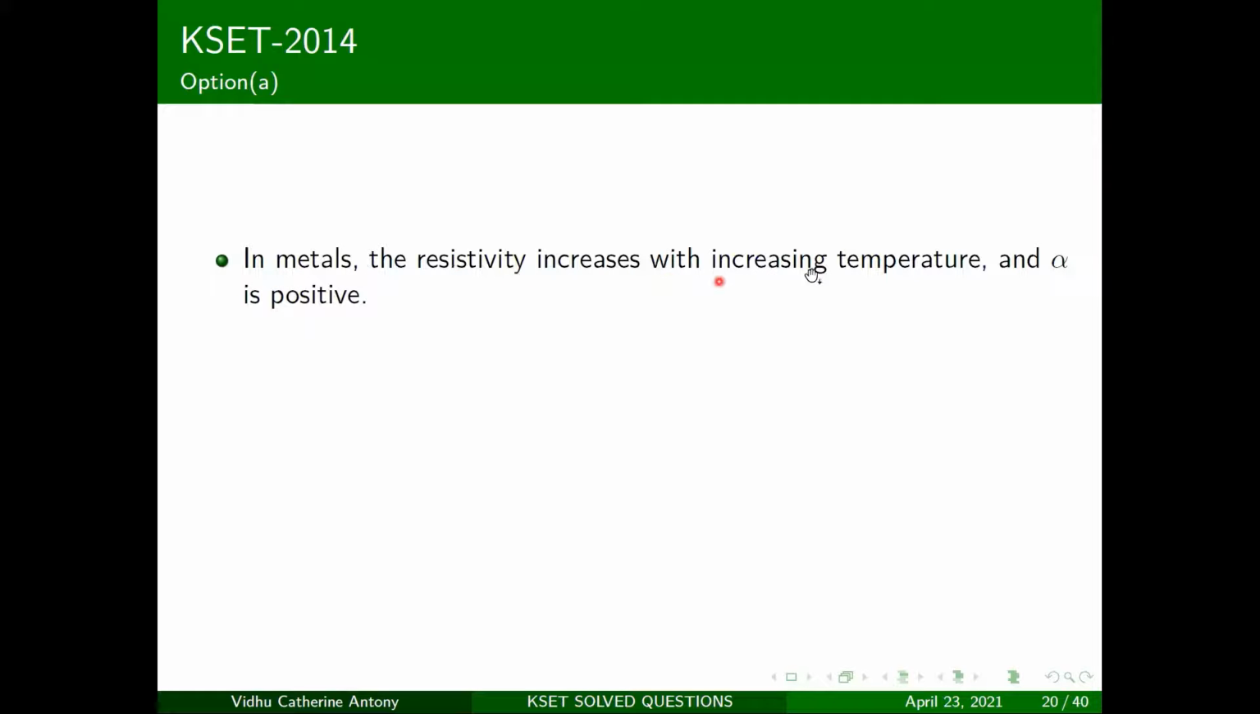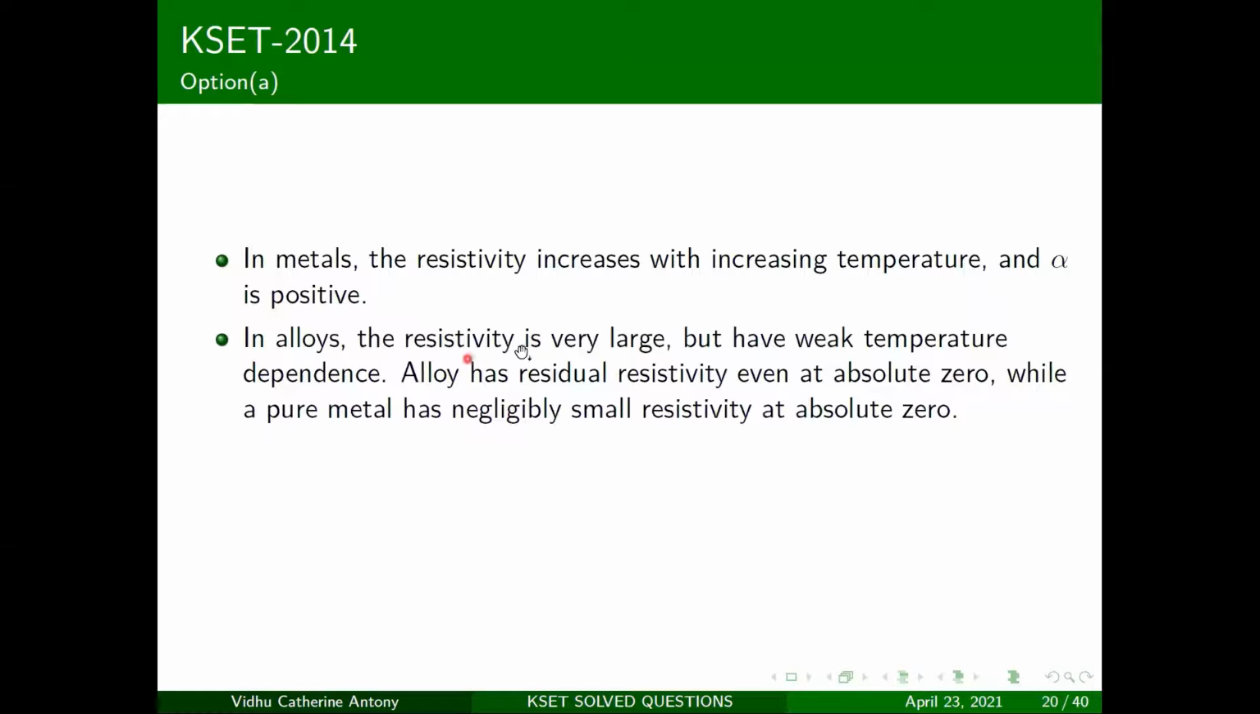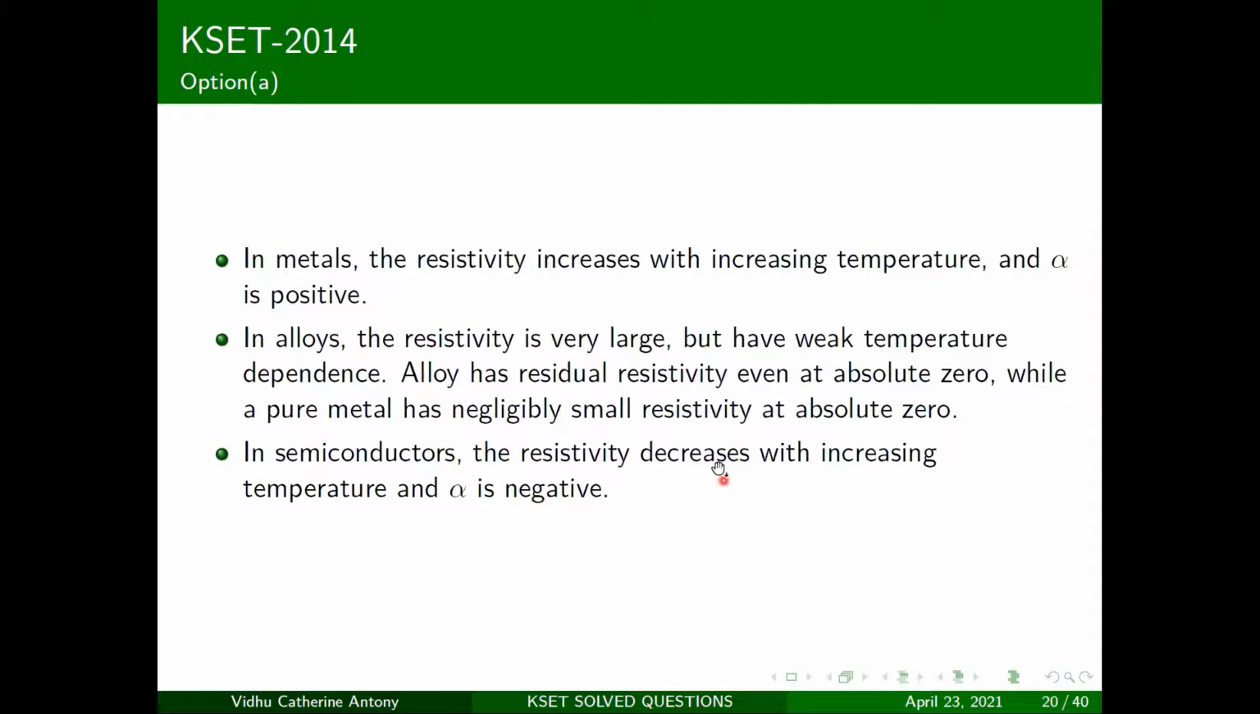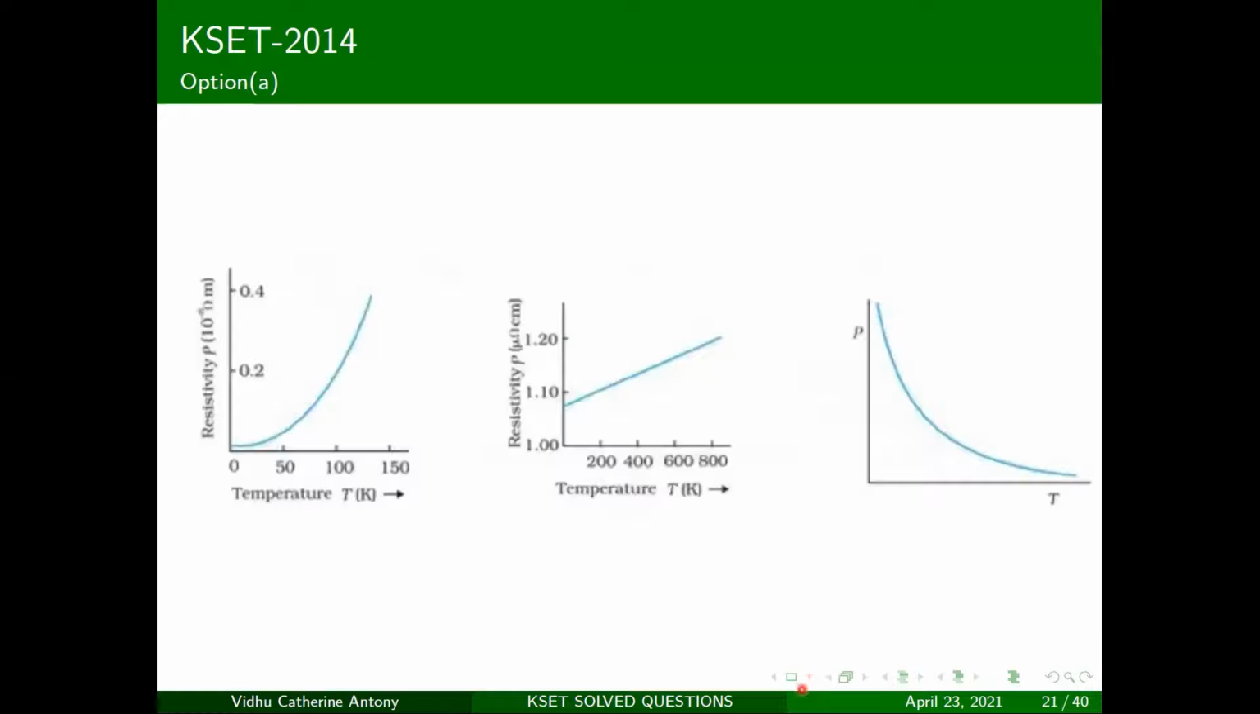In metals, the resistivity increases with temperature and alpha is positive. In alloys, the resistivity is large, but has weak temperature dependence. An alloy has residual resistivity even at absolute zero, while a pure metal has negligibly small resistivity at absolute zero. So there is some amount of residual resistivity for alloys. So the three categories that we're looking at are metals, alloys, and one more. Let's look at that: semiconductors. The resistivity here decreases with increasing temperature and alpha is negative. So let's look at this. This guy is your conductor.